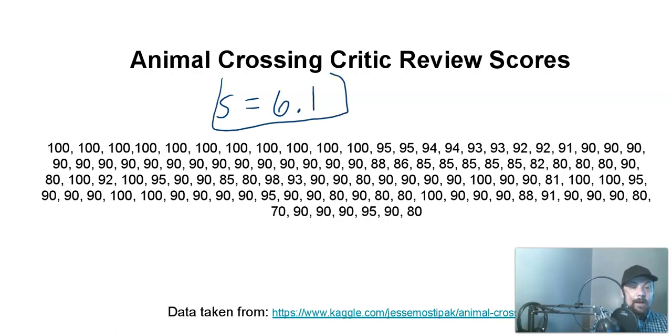6.1. And again, the units of that match the units of my original data set. Maybe I shouldn't have chosen Animal Crossing. I thought young people would identify with it because it's a popular game. But critic review scores, you can think of that as the unit, right? This is a 100 review score. This is a 95 review score. So this standard deviation is a 6.1 review score. The units are the same, but it's a really abstract unit. Maybe I should have picked a data set with more concrete units like feet or pounds. Okay, so that's the standard deviation here.